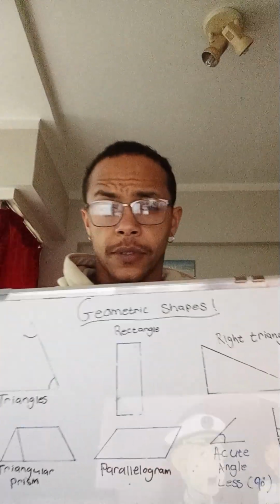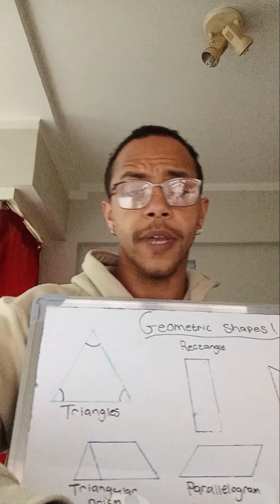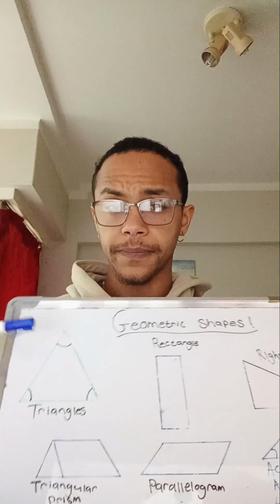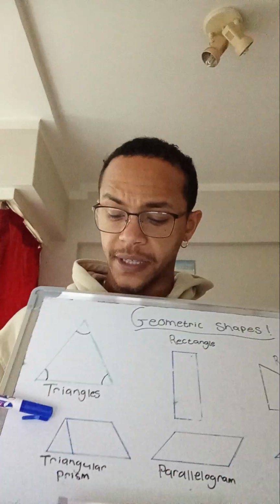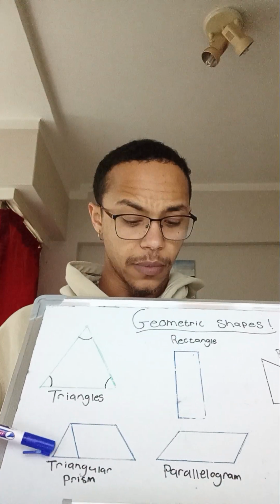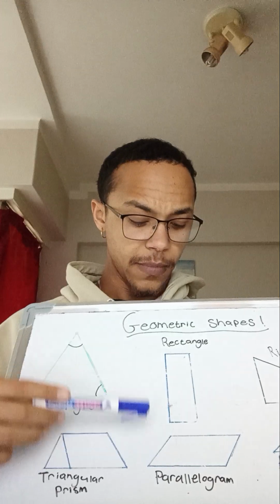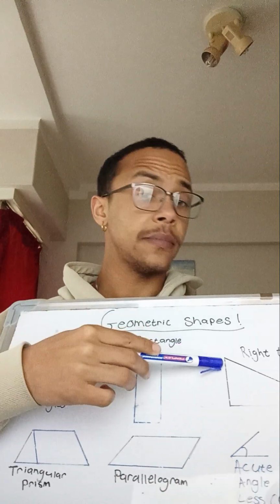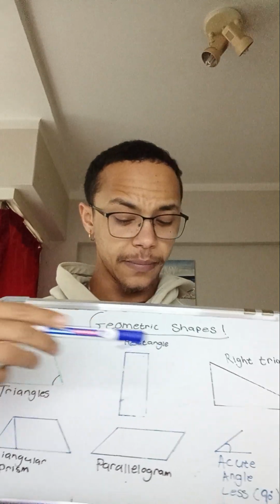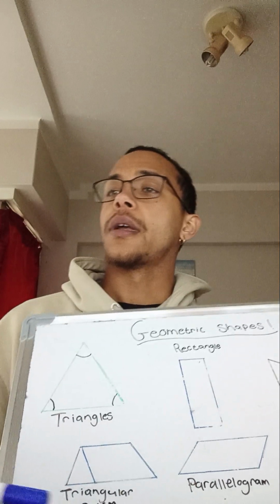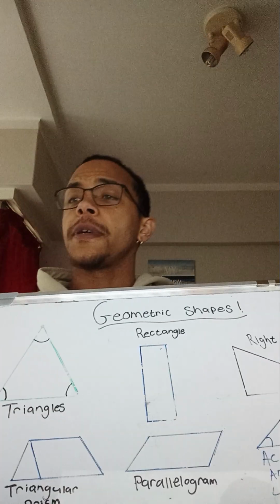So I drew some geometric shapes on the board. I want you to look at. So we have a triangle, we have a triangular prism, we have a parallelogram, a rectangle, and a right triangle, right? So understanding angles, the space between lines.